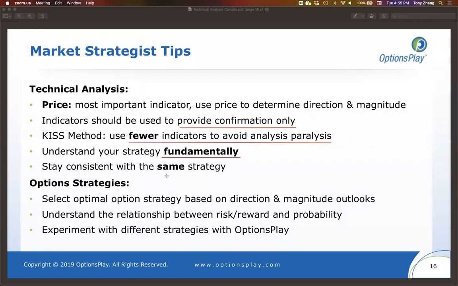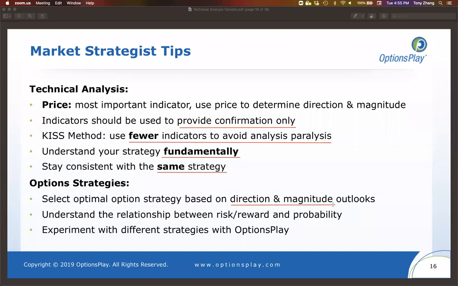And again, staying consistent with the same strategy is by far the most important aspect to being successful in trading, in my opinion, aside from making sure that you manage your risk correctly. And some of the best ways to manage your risk is by using option strategies, because these strategies all have limited risk. So when it comes to selecting option strategies, make sure that you select your option strategy based on your outlook of direction and magnitude.